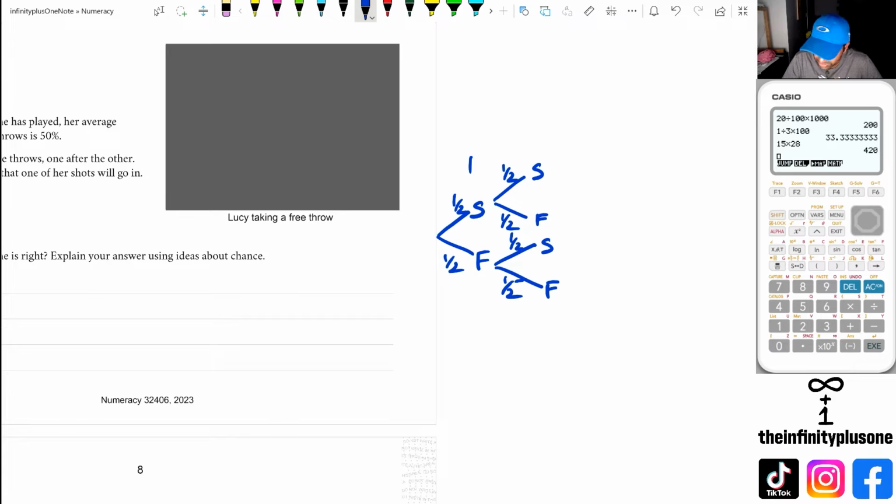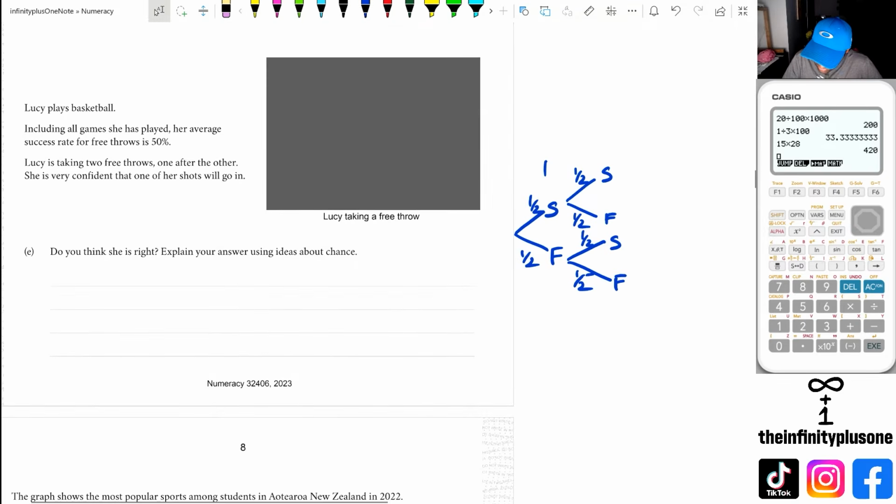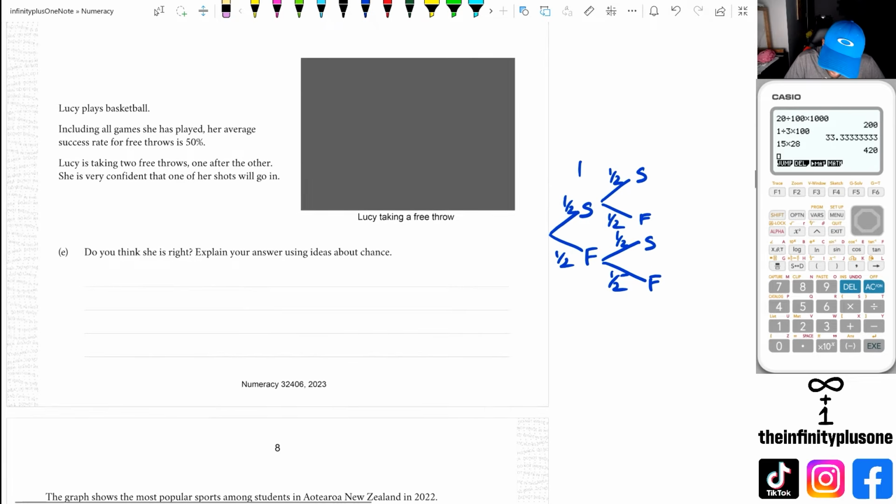Now, if you haven't actually done a probability tree, you can do it another way as well. The other way to think about it is, she takes 2 shots. So these are all the situations that could actually happen.